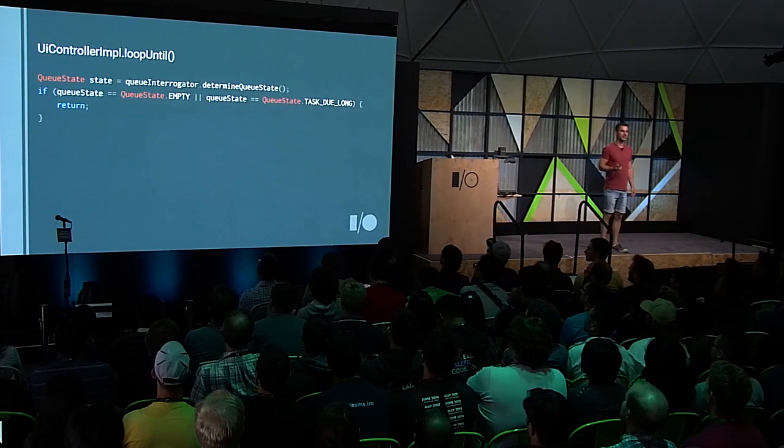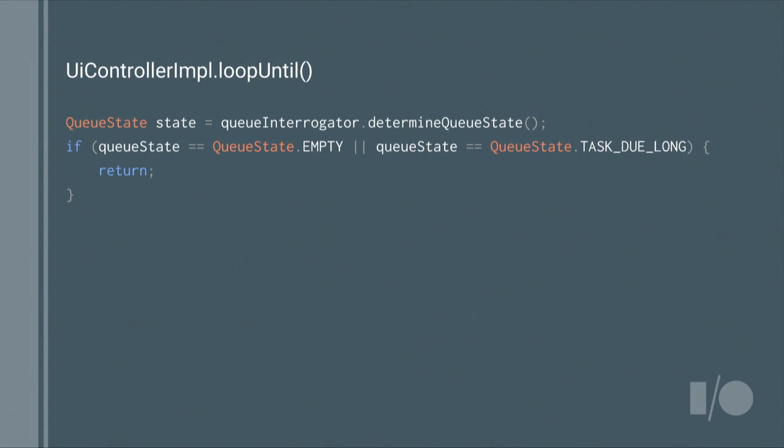So when the queue is empty, this is, again, part of Espresso. This is part of a class that looks at the message queue and determines if it's safe to run. The first condition is pretty straightforward. If the queue is empty, if there are no events on the main thread waiting to be executed, then, of course, we can run. But then there's this other part of the condition. And what is this task due long? Basically, it's a task that's a long time in the future.